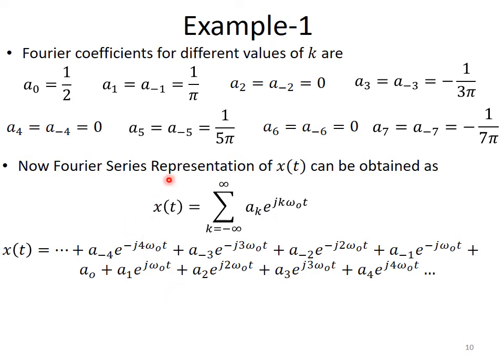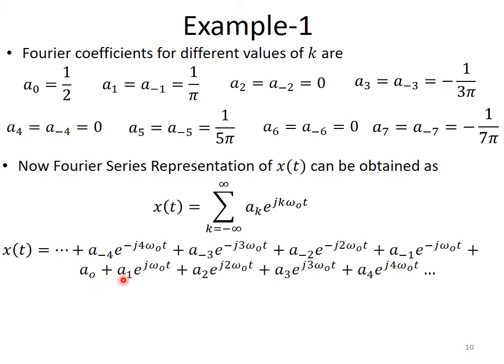Now we can represent x of t as a linear combination of complex exponentials using this equation, and now we have to substitute the different values of Fourier coefficients for different values of k. So for example, the first point would be k equal to 0, which is a naught. When k is 0, e to the power 0 is 1, and the term that we get is only a0. So a naught is the term when k is equal to 0.